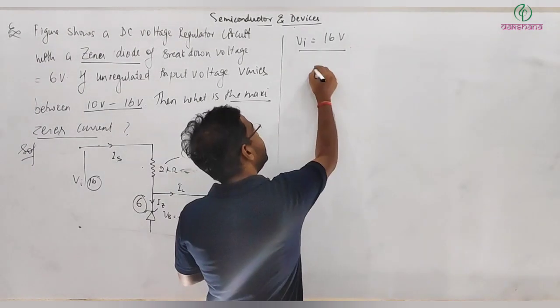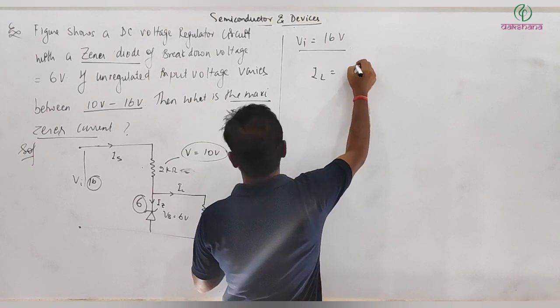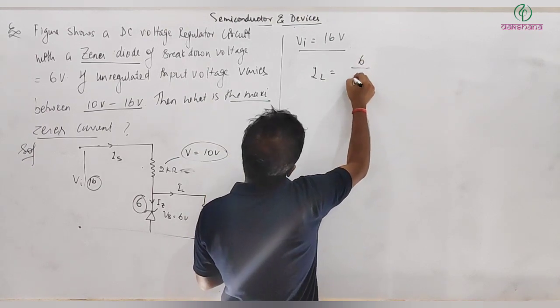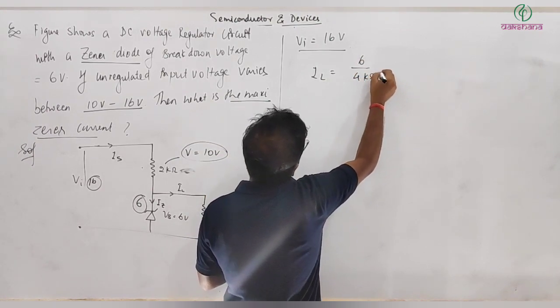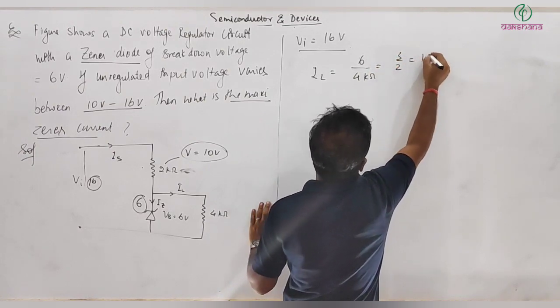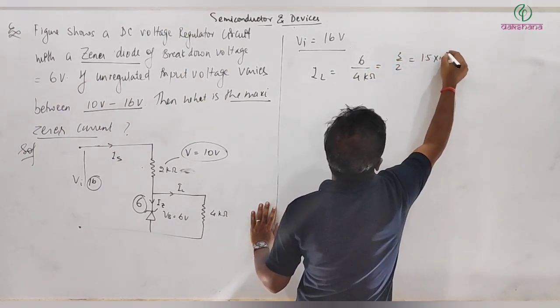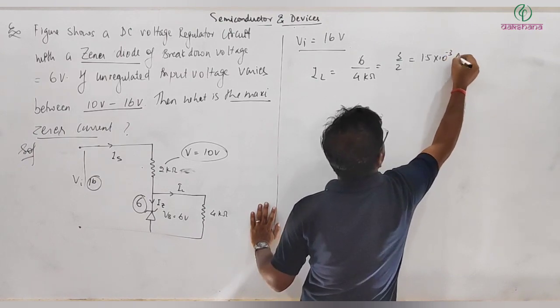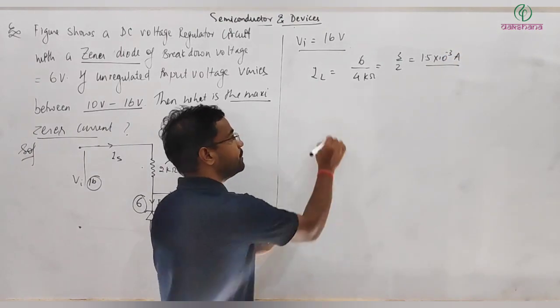So I load is given by what? Voltage, that is 6 divided by 4 kilo ohm, that is 3 by 2, that is 1.5 into 10 to the power minus 3 ampere. Is it 1.5 milliampere?